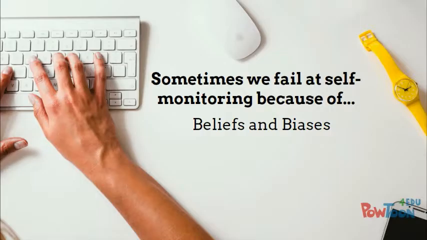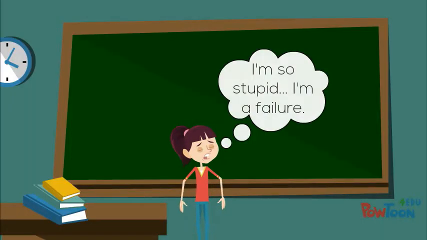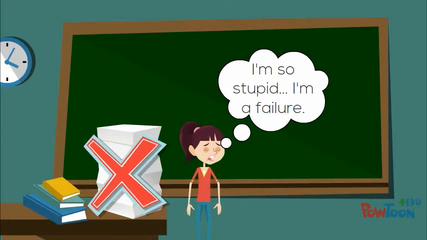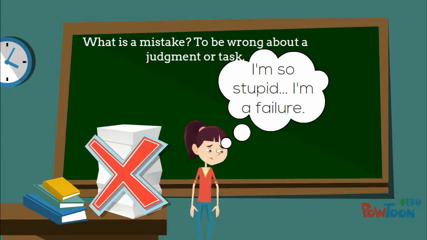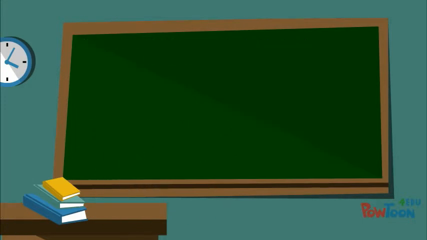Sometimes we fail at self-monitoring because of our beliefs and biases. These include our beliefs about the nature of knowledge and how we gain it. One example of this is what we believe a mistake to be. If we think a mistake means that we are stupid, it impacts how we think about ourselves and our future learning.